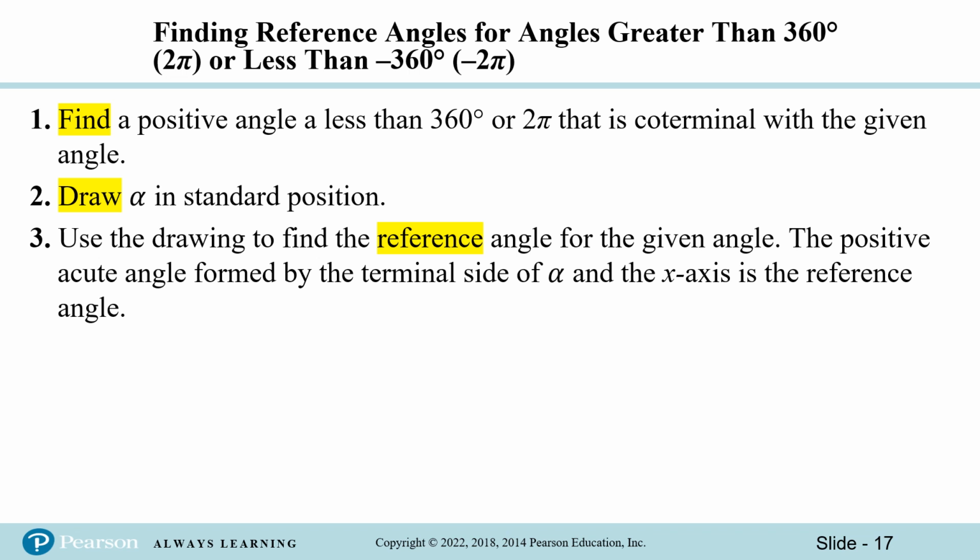If it's greater than 360 degrees or greater than 2 pi, just keep subtracting off 360 or 2 pi until you get between 0 and 2 pi, and then find the reference angle from there. Okay, so you really want your angles to be between 0 and 360. Actually, it's probably not equal there. And remember, 360 is the same as 2 pi.